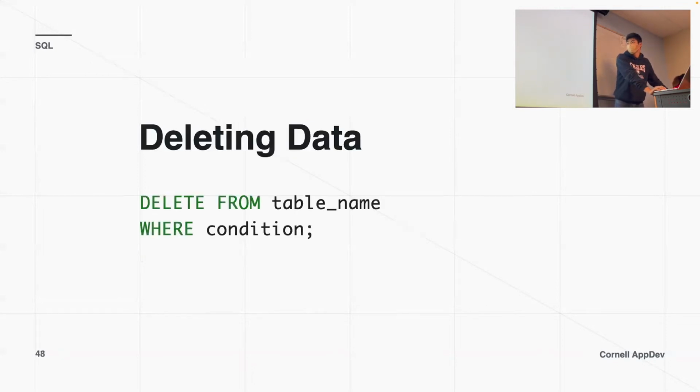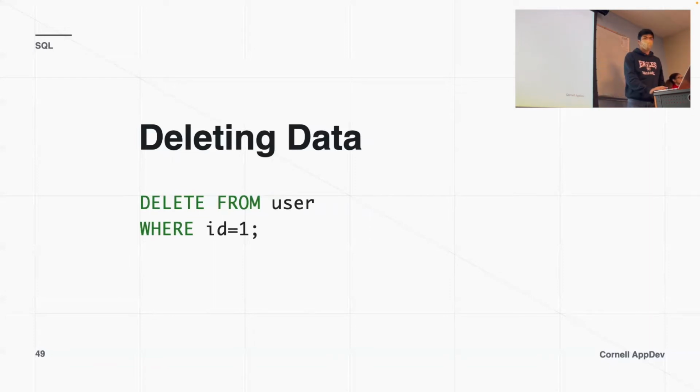And deleting data is delete from table name where condition is something. If you forget this condition, by the way, it's just going to delete everything in your database. So if you write delete from user, it'll just delete everything in your users table. Don't do that. That's actually a meme that I pulled for a Kahoot later today, but a bit of a spoiler, sorry. So delete from user where ID equals 1 is what it would look like if we want to delete the user with ID 1, right?